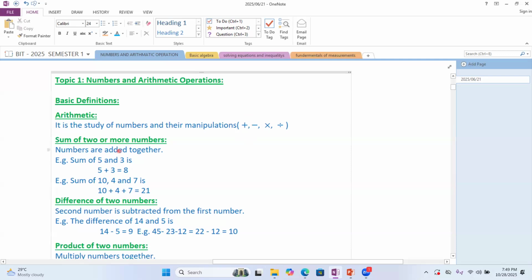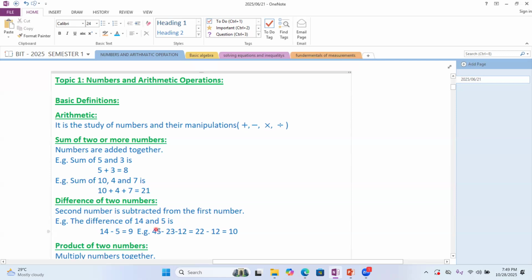The first one is the sum of two or more numbers. That means numbers are added together. That is addition. Then the difference of two numbers means the second number is subtracted from the first. Here is an example: the difference of 14 and 5. The second number 5 is subtracted from 14. That means 14 minus 5.